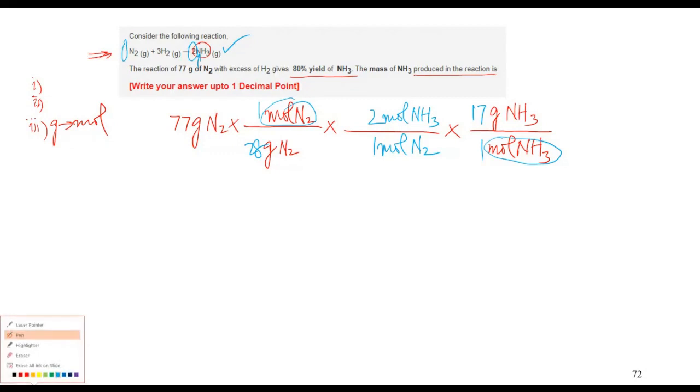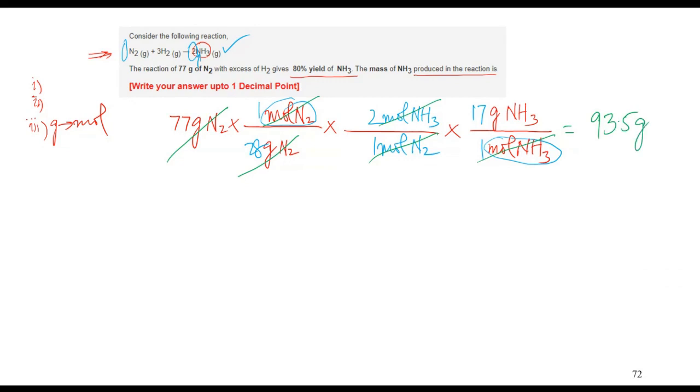Now, cancel. Gram of nitrogen cancel, mole of nitrogen cancel, and mole of ammonia cancel. So 77 multiplied by 2 multiplied by 17 divided by 28. What is your answer? 93.5 gram of ammonia. It said this reaction is 80% yield, so this is the theoretical yield. Understand?